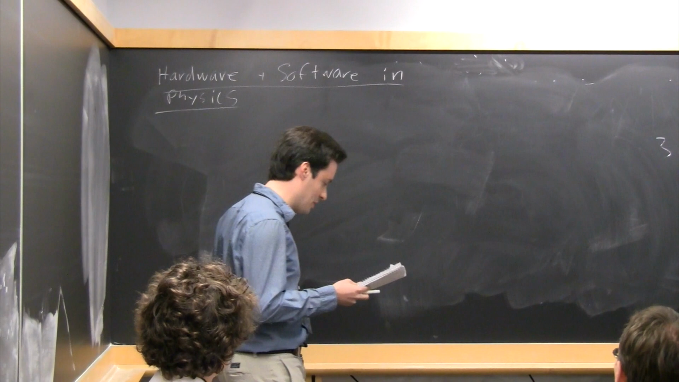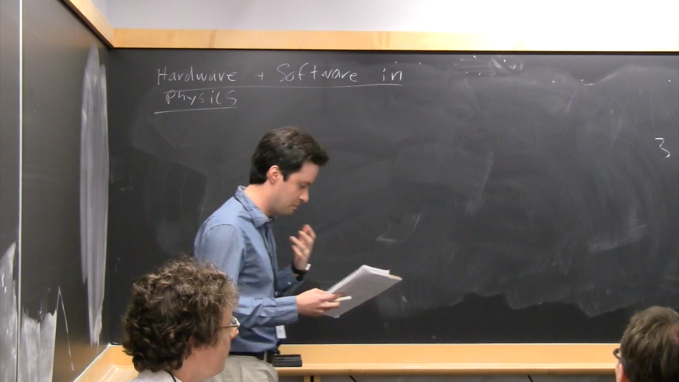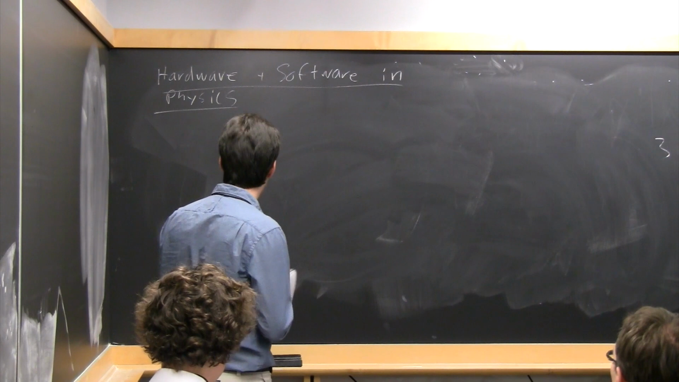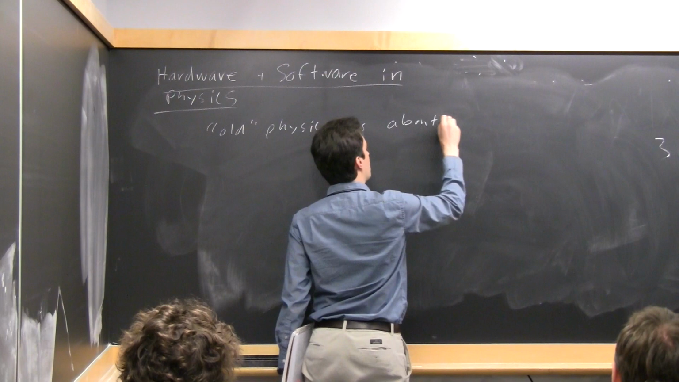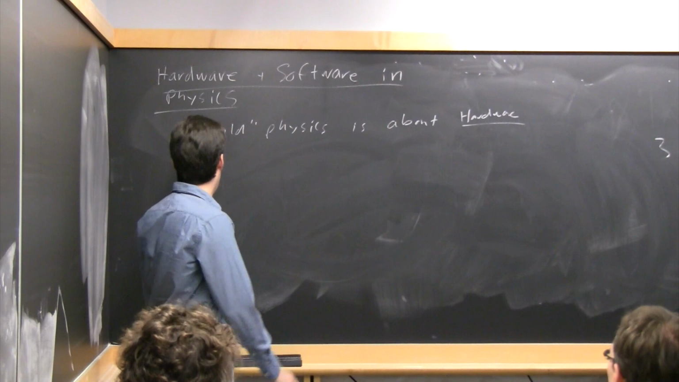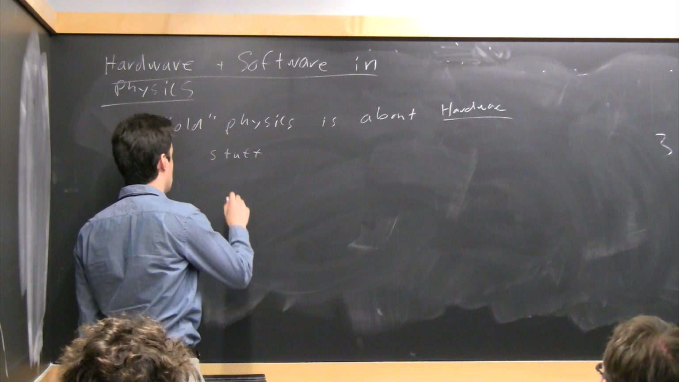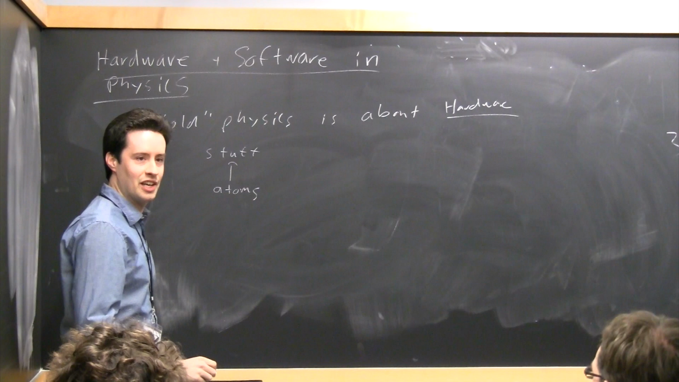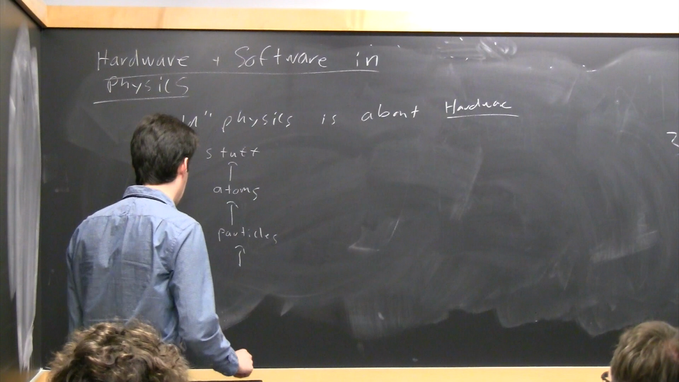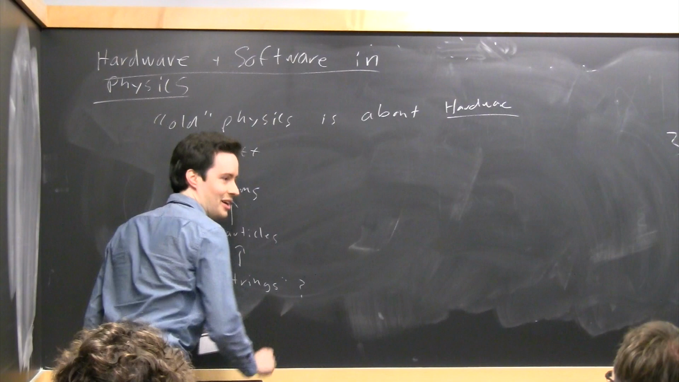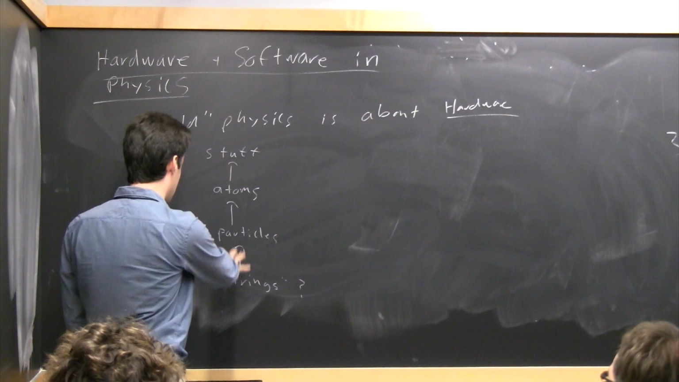I'm going to try and explain how the idea of hardware and software from computer science has become really essential for me in how I think about pretty much everything in physics. So traditionally, let's say all physics is about hardware. We have stuff, matter, whatever, and then we explain it by saying that it's made out of atoms. Then we explain the atoms by saying that they're made out of particles. Then maybe we try to explain the particles by making them out of strings or something like that. And this is the traditional definition of doing physics: figuring out what's further down on this table.